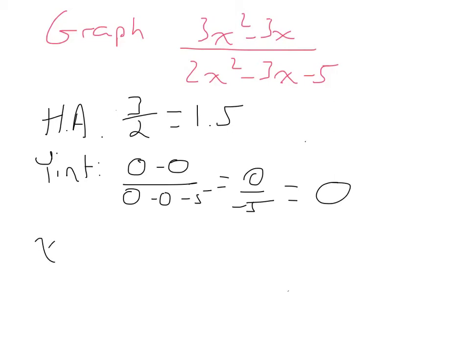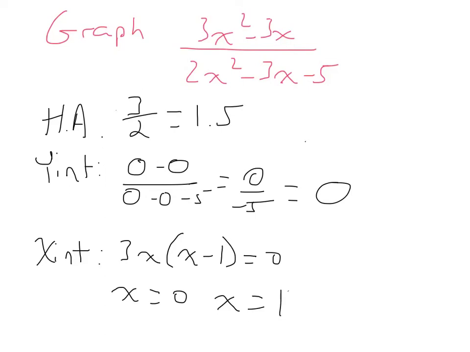Now let's find the x-intercept. Well, we just set the numerator equal to 0. Factoring this out, I have 3x times x minus 1 equals 0. So x equals 0 and x equals 1. So I have everything in place. I have my vertical asymptotes, my horizontal asymptote, my y-intercept, and my x-intercepts. Now I can graph it.